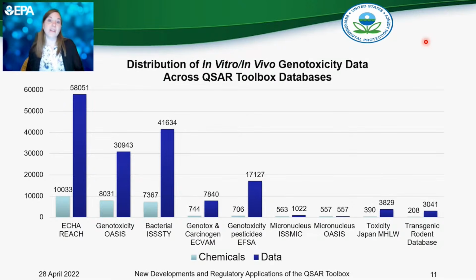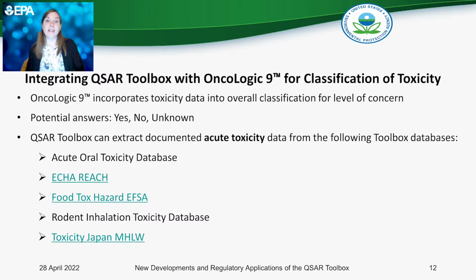For the classification of toxicity, Oncologic 9 incorporates toxicity data in its overall classification for level of concern. A more highly toxic compound will be downgraded because the compound doesn't need to kill the cells to be considered carcinogenic. It needs to actually just cause these gene mutations or work on those levels that Dr. Phillips talked about. In order to answer this question about being highly toxic, QSAR Toolbox will extract acute toxicity data.